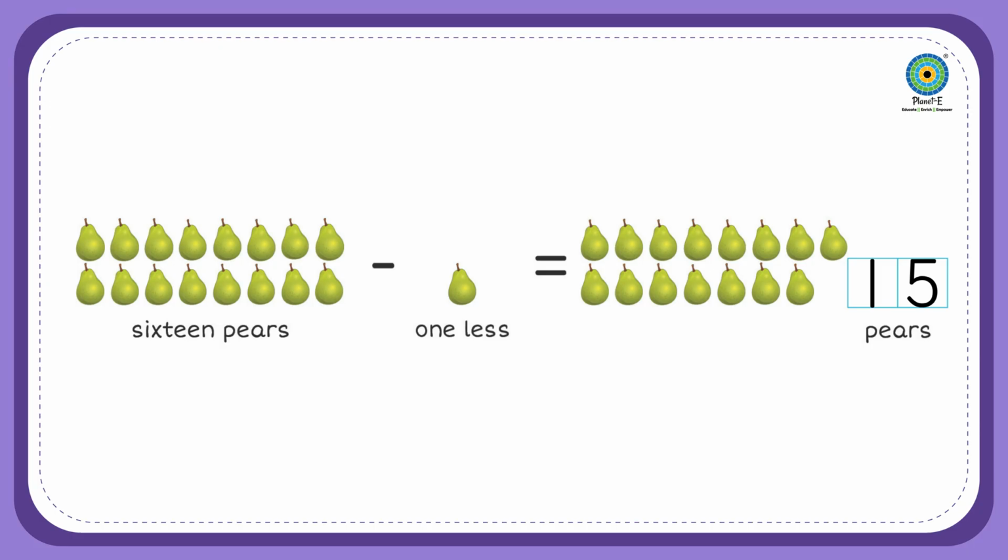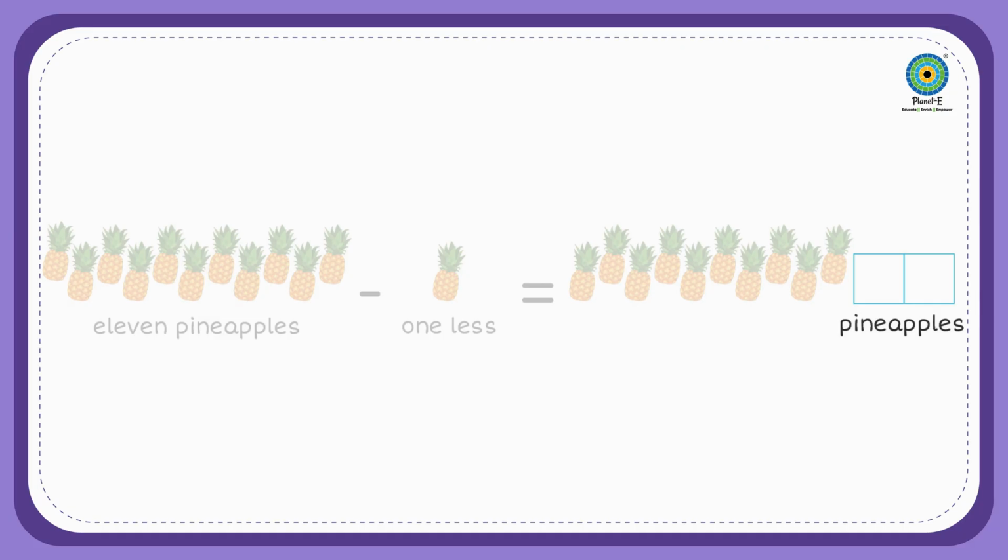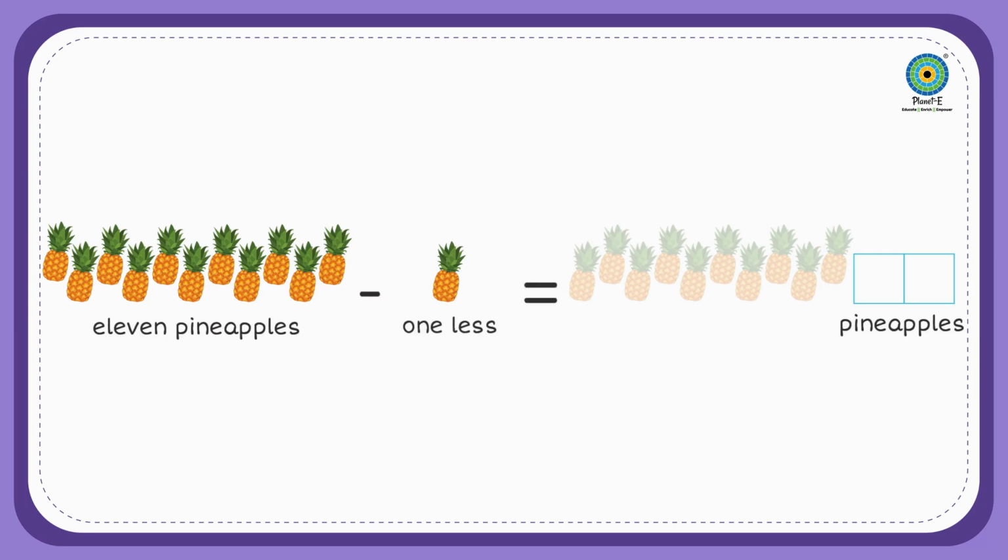Now let us first count how many pineapples we have. 1, 2, 3, up to 11. 11 pineapples minus 1 less equals 2. 1, 2, 3, up to 10. Total 10 pineapples. So if we have 11 pineapples and we take away 1 pineapple from it, it will become 10 pineapples in all.